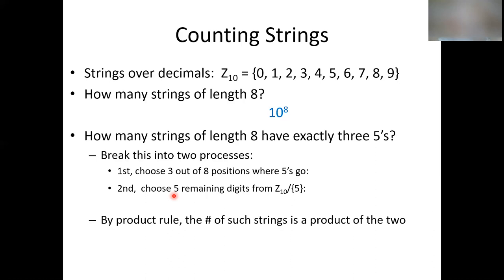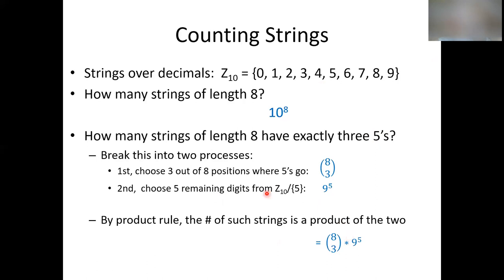So it's the product rule that will tell you how many overall ways of choosing that thing there are. So now how many of these subsets of three are there? How many ways are there to choose these three positions out of eight? It's 8 choose 3. How many ways to choose the remaining digits is 9 to the 5, because I have a reduced alphabet. I can choose any digit except this one, by this constraint. And by the product rule, it's just the product of these two.